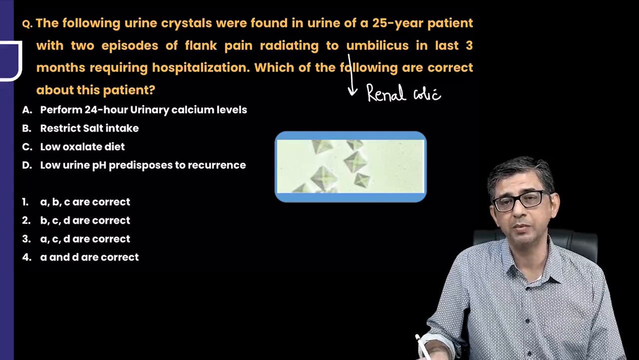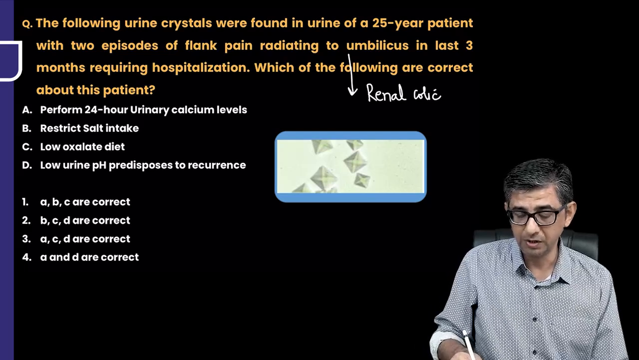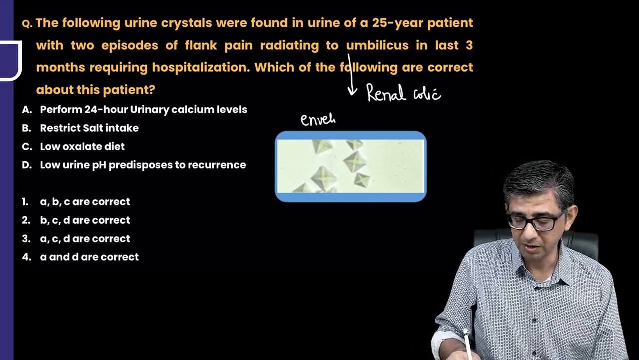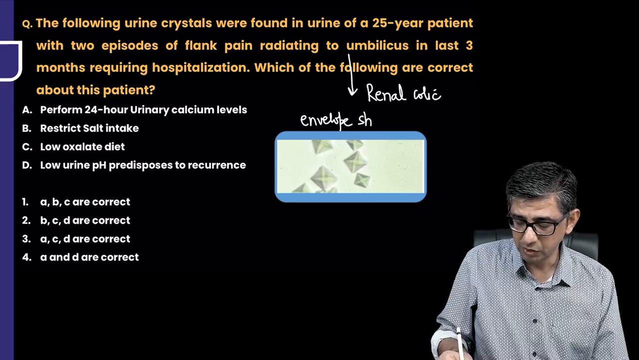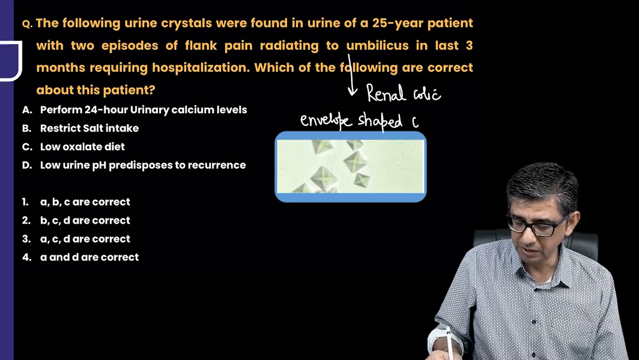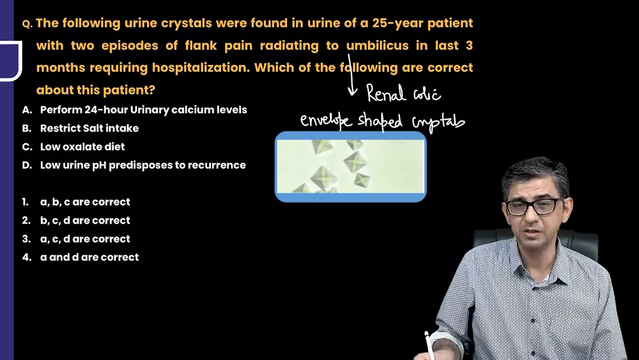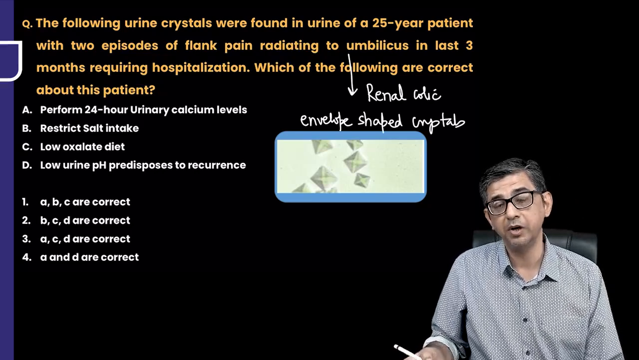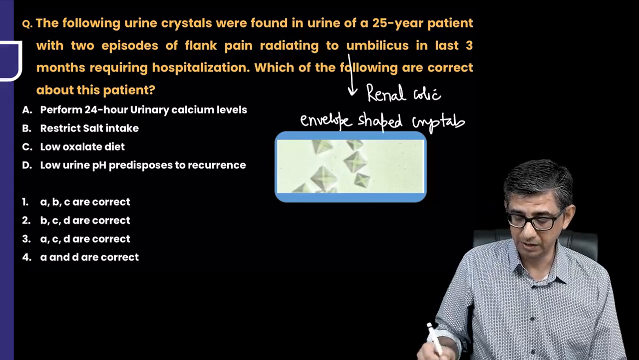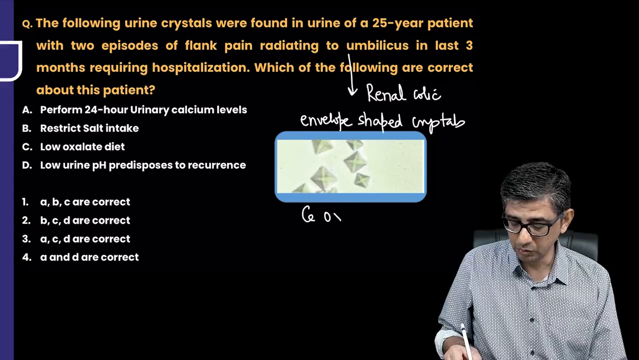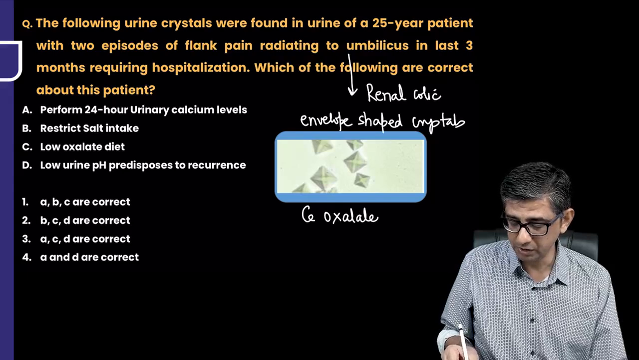So it's more of an inset based question. And what you can see here on the image are envelope shaped crystals. It would be easier to pick up the envelope shaped crystals because of the characteristic shape that you can see. And at this juncture, I can say that the most common kidney stone has been discussed here, that is calcium oxalate.